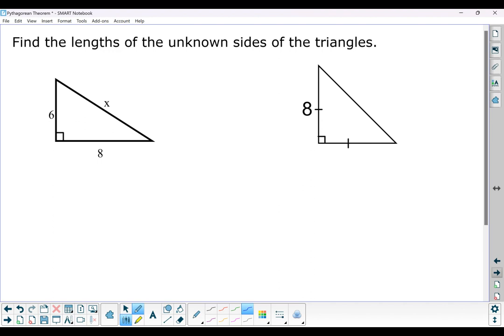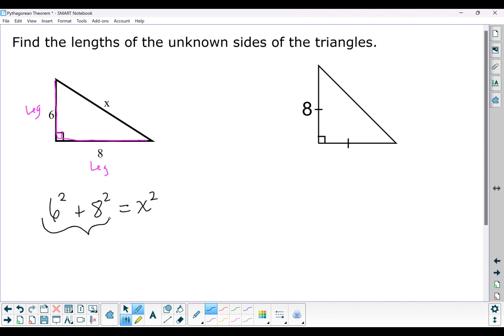So we've got these two triangles. It says find the lengths of the unknown sides of the triangle. In our first triangle, we know that this leg is length 6. Here's our right angle. We know this leg is length 8. And we're trying to calculate the length of the hypotenuse. For the Pythagorean theorem, it's leg squared plus other leg squared is equal to hypotenuse squared.